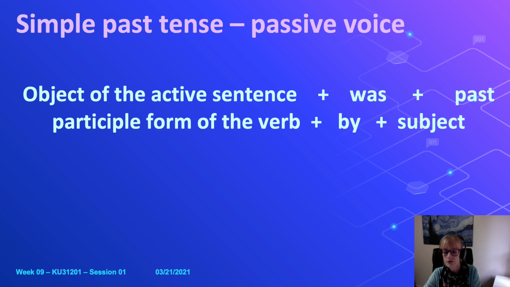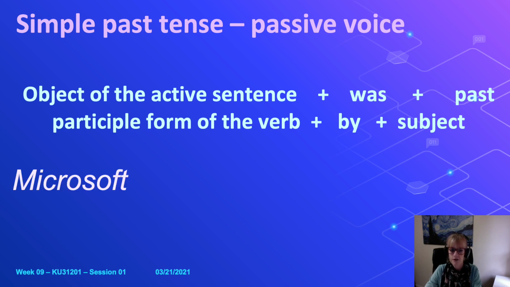So first we'll have a look at our formula again. So the object of the active sentence, which was Microsoft, then the word was, or sometimes the word might be were, then the past participle form of the verb, then the word by, and then the subject. And the subject of our sentence, you'll remember, is Bill Gates. So we'll have a look at how that looks. So there's our object, Microsoft. And that's at the start of the sentence.